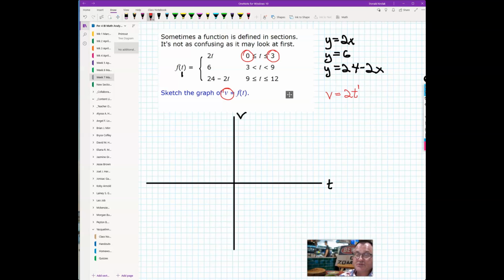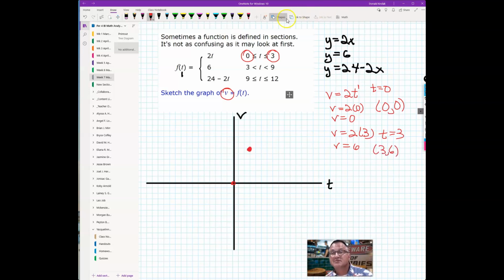So when I substitute in 0, when t is equal to 0, then v is going to equal 2 times 0, which is 0. So I'm going to plot the point 0, 0. When t is equal to 3, then I'm going to have 2 times 3, and that's 6. So I'm going to plot the point 3, 6, and then join those with a line. And then that's going to be my graph for that section.